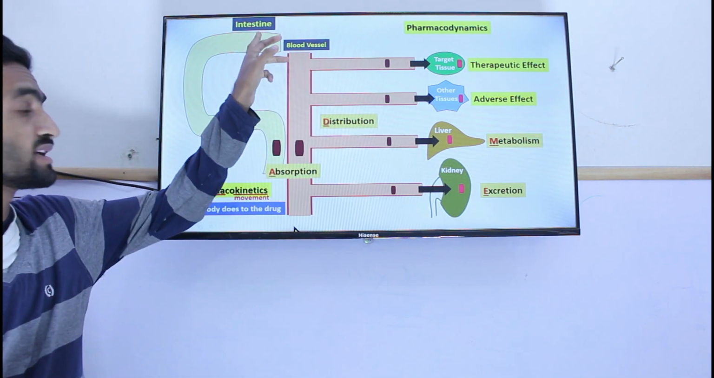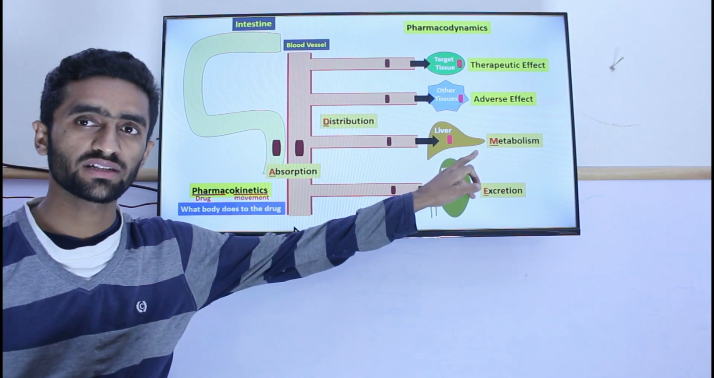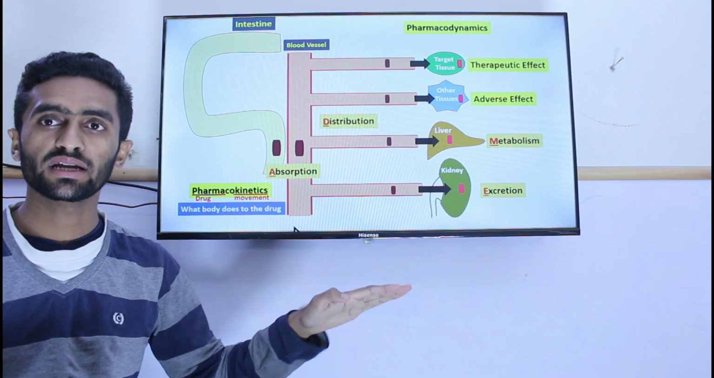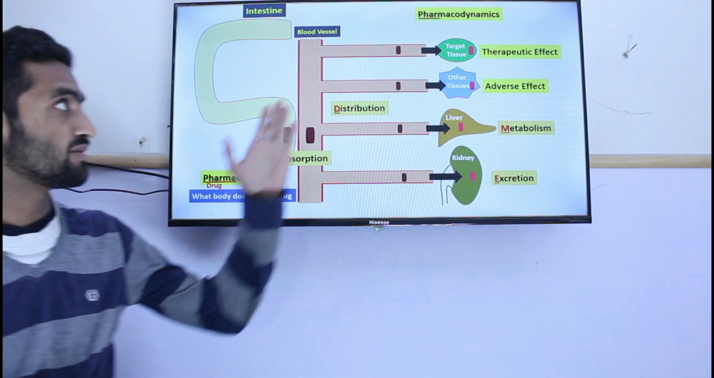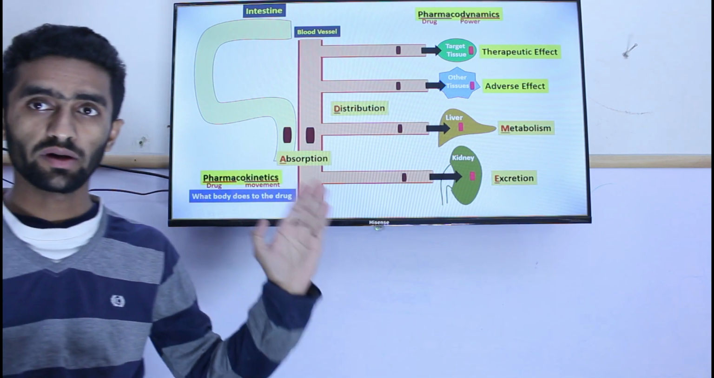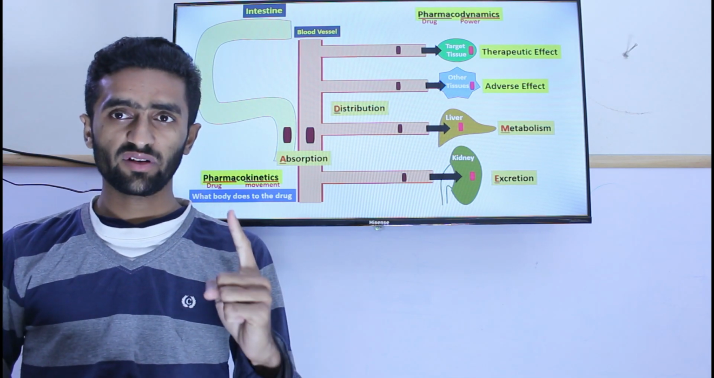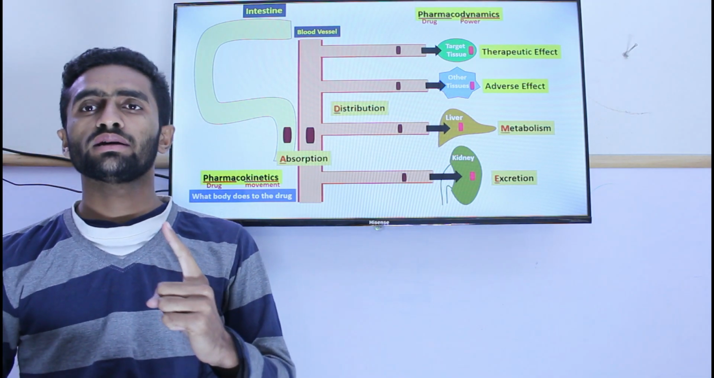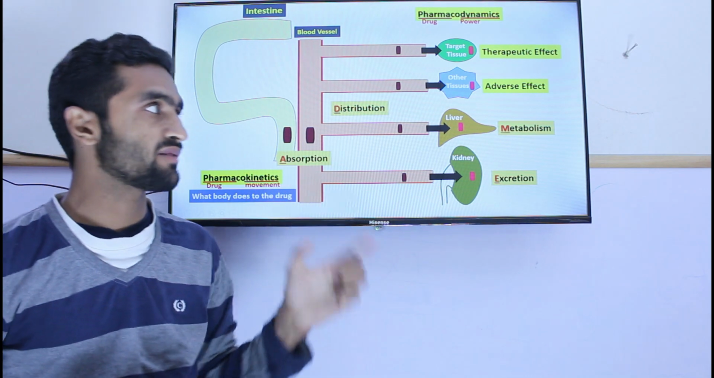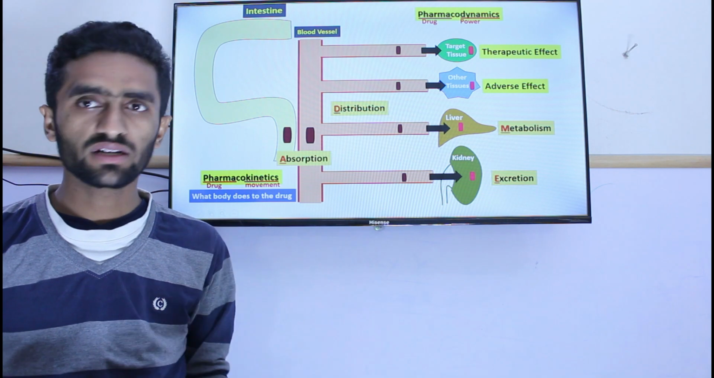What is the body doing? The body is absorbing the drug, then distributing the drug, then metabolizing the drug, then excreting it. Everything is an action, and the subject is the body. If you look at the other condition, pharmacodynamics, the drug is the power. The drug is the subject. When the subject is the drug, that is pharmacodynamics. When the subject is your body, that is pharmacokinetics. The drug applies its power over the tissue and causes a therapeutic effect. In other tissue, it causes a side effect.